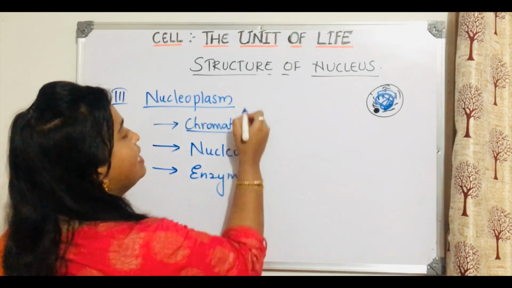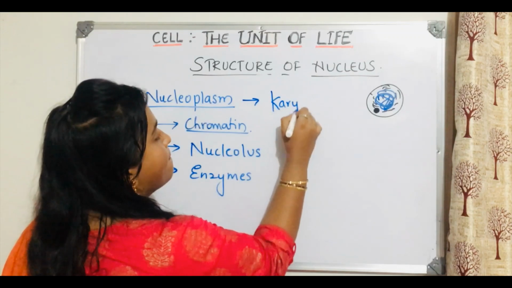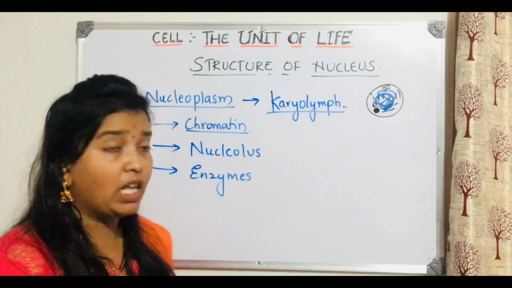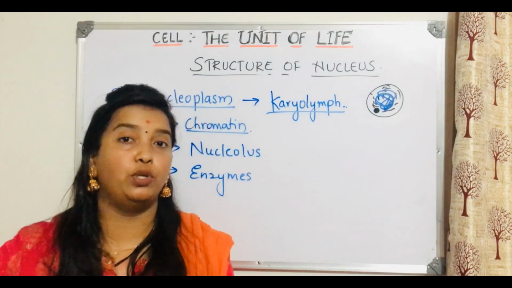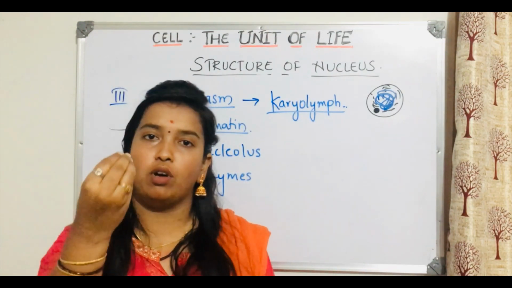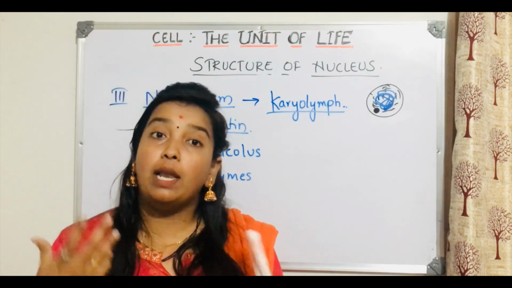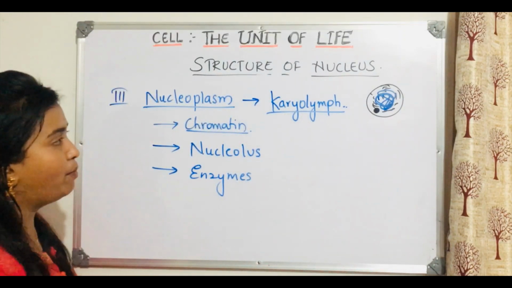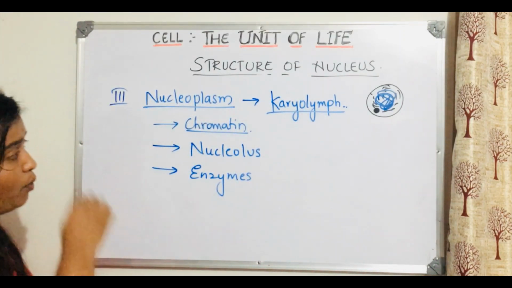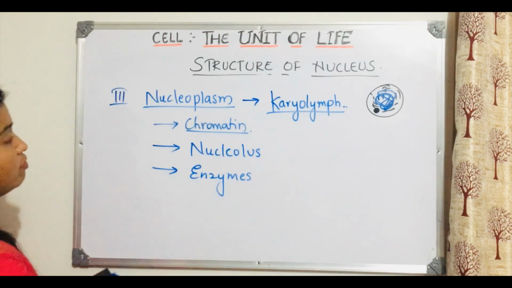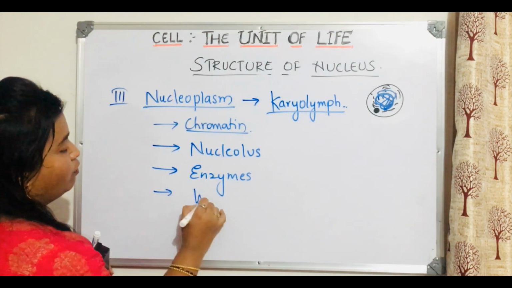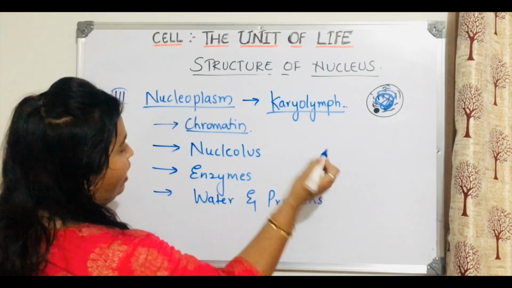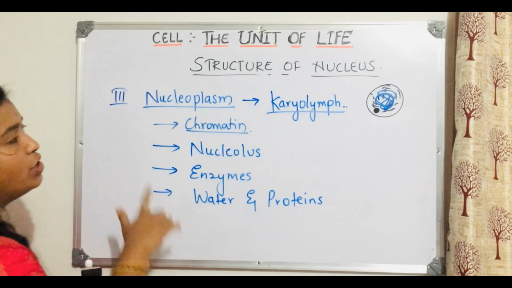There is one more thing I forgot to tell you. Nucleoplasm is also called karyolymph. Karyon means nucleus. Lymph means tissue or fluid substance. So karyolymph means nucleoplasm. Along with this, it has some water and proteins, which are required. Okay, this much is about nucleoplasm.